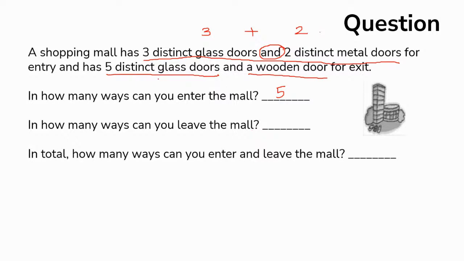Leaving the mall, we have five distinct glass doors and a wooden door. Here also we have used a term called 'and': either these five distinct glass doors or the wooden door is a possibility. So in that case we will be keeping it as unconditioned. Unconditioned means we will always be adding between the values. So it is 5 plus 1, in 6 ways I can leave the mall. And try to answer the next one, guys.